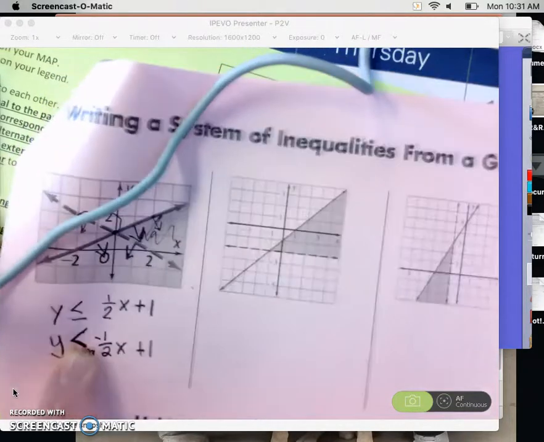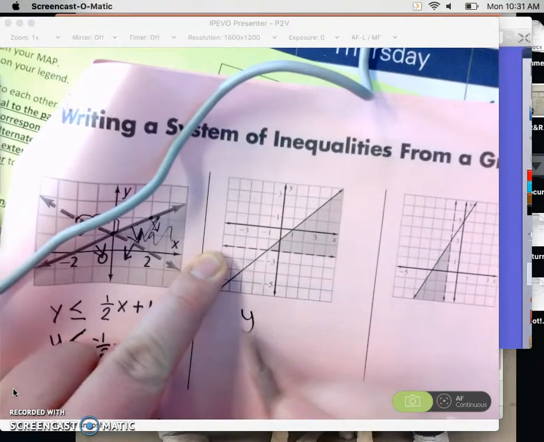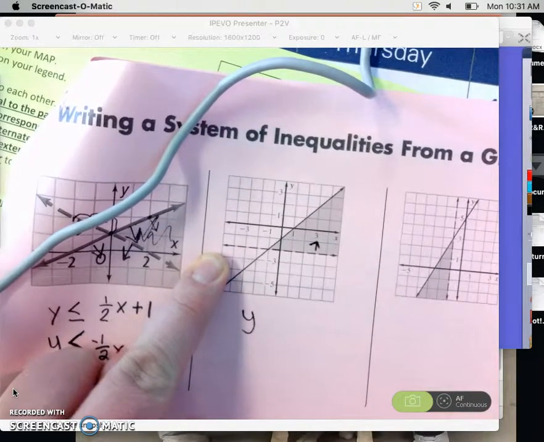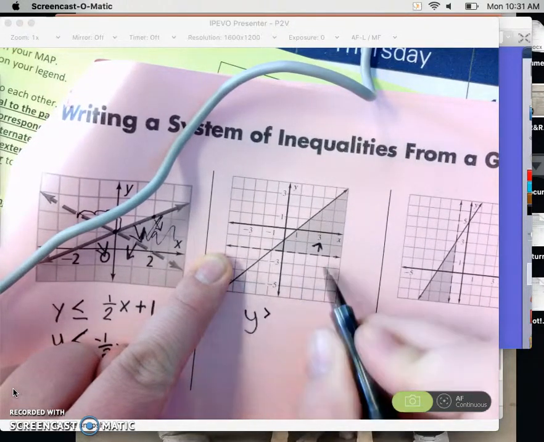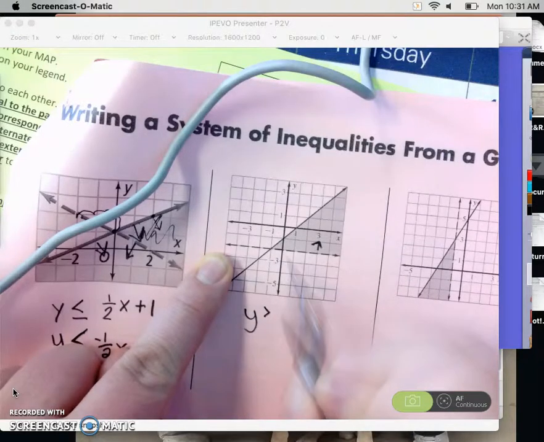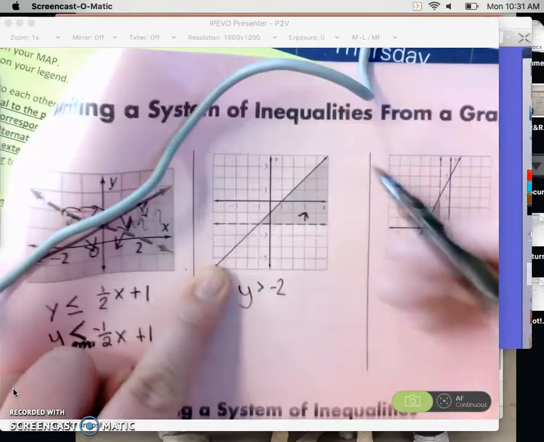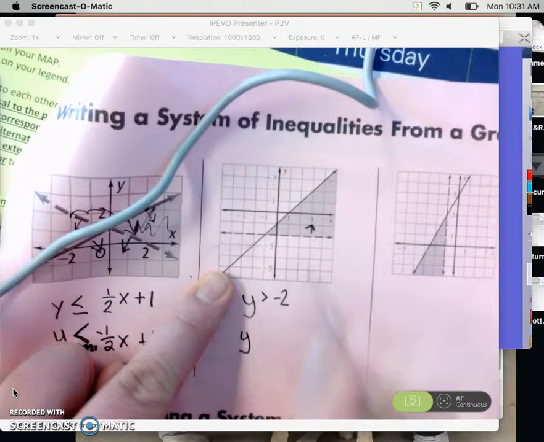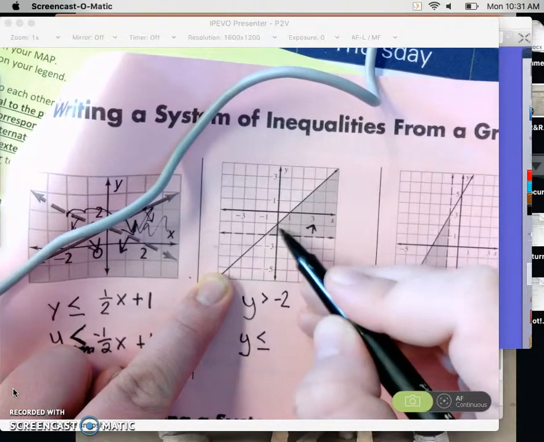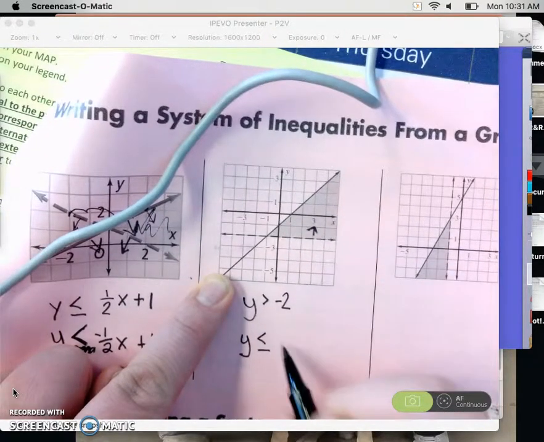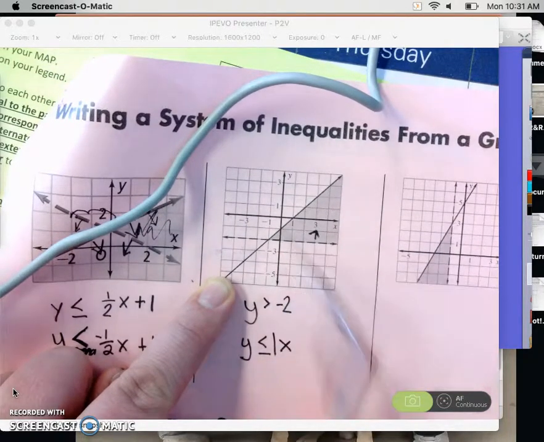Okay. So here, this one will be the easiest. Y, and it's shaded this way, right? So y is greater than, it's not equal to, greater than, that number -2. And then my diagonal line would be y, it's got to be less than, right? Or equal to, I need my slope of up 1 over 1, so a positive 1x, and then my y-intercept is a -1.